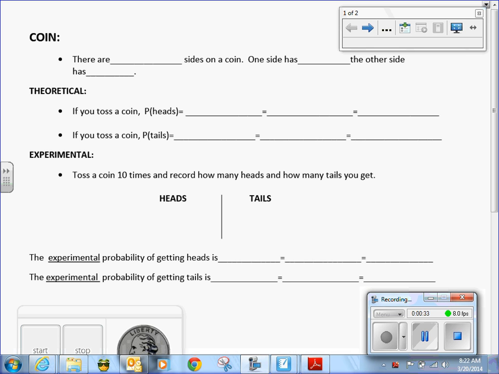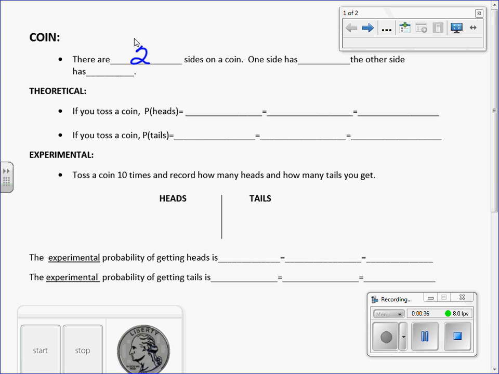So how many sides are there on a coin? And we should say that there's two sides on a coin, and one side of a coin has heads, and the other side has tails. So if you toss a coin, the probability of heads is going to be 1 out of 2. Okay, 1 out of 2 chances. There's one side that has heads, and there's 2 sides, so that's why we say 1 out of 2, which equals 0.5, which equals 50%.